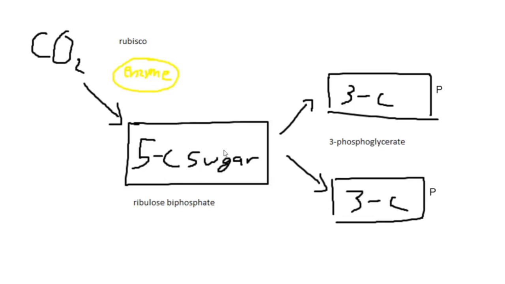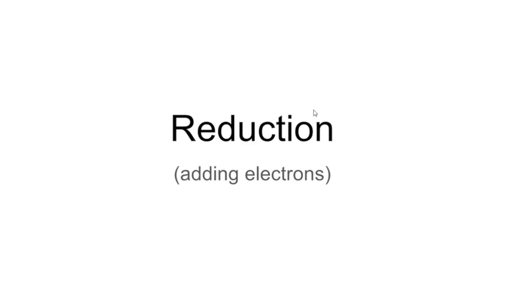Now, this forms a 6-carbon sugar, but it's very unstable, so it immediately splits into 2 3-carbon molecules, which are called 3-phosphoglycerate. This P I totally didn't forget and had to type it in. Yeah, I didn't. And then the second step will be reduction of these two.